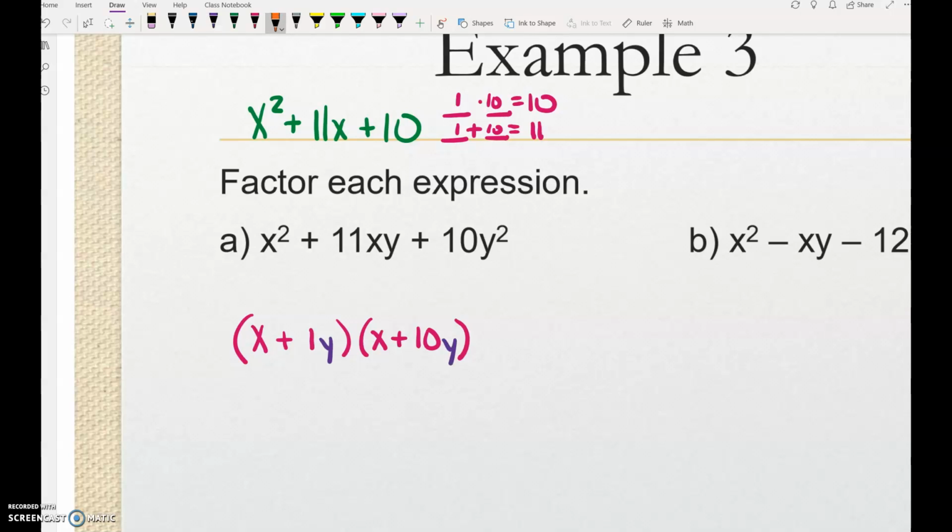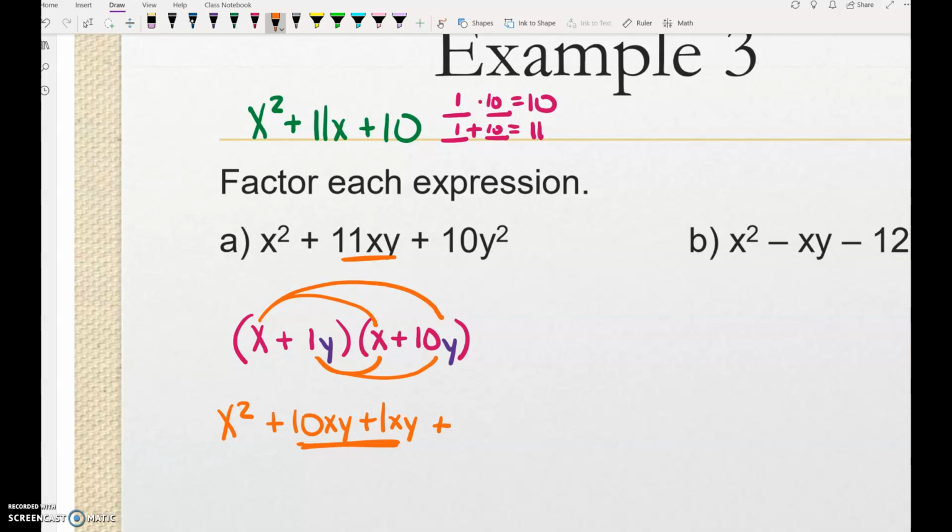Okay, if I was going to multiply this out, x times x would give us that x squared. X times 10y would be 10xy. And this would give us 1xy. Those would combine to give us the 11xy. And then these would combine to give us 10y squared.